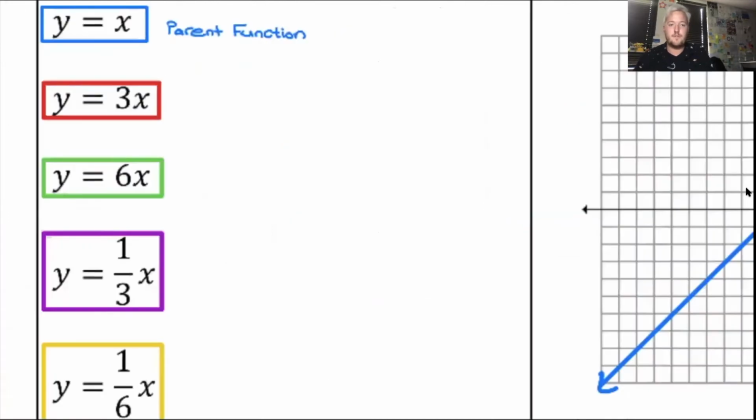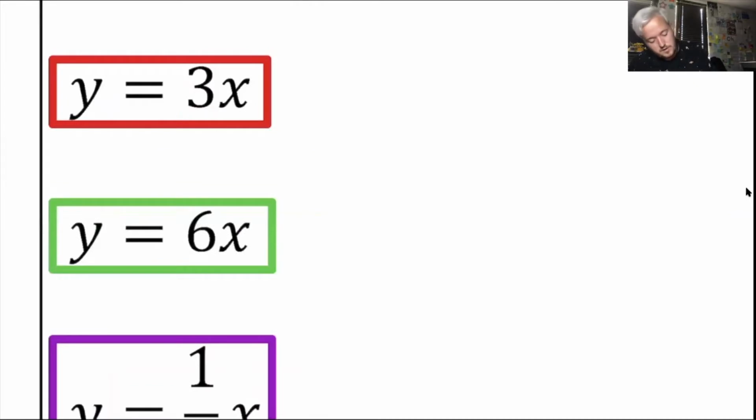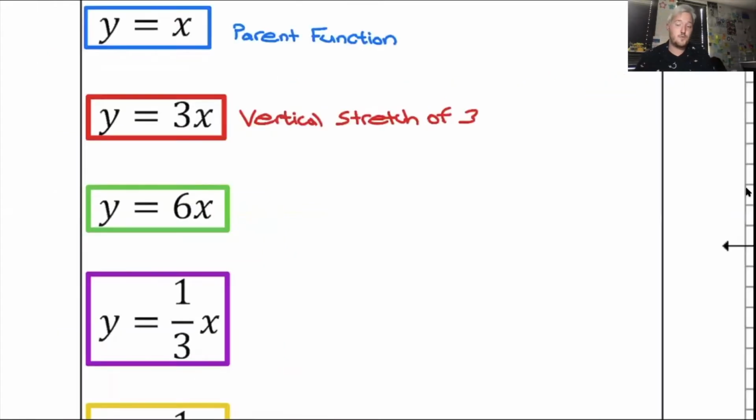All right, so over here, now we have y equals 3x. Because the m value here is bigger than 1, this is what we call a vertical stretch. So this is a vertical stretch of 3. So it changes the slope. Instead of a slope being 1/1, now we're going to have a slope of 3/1.